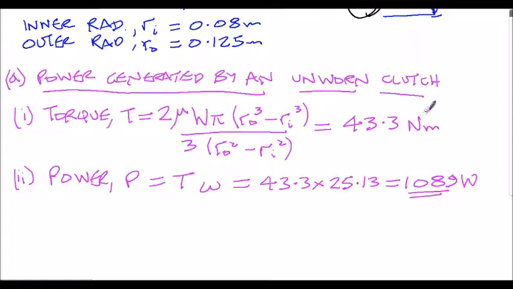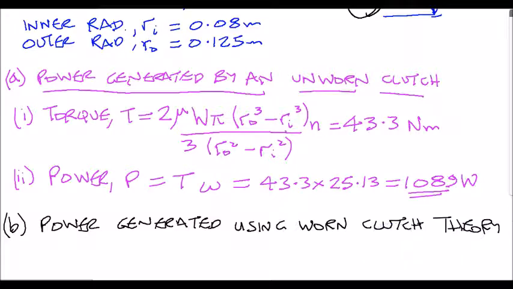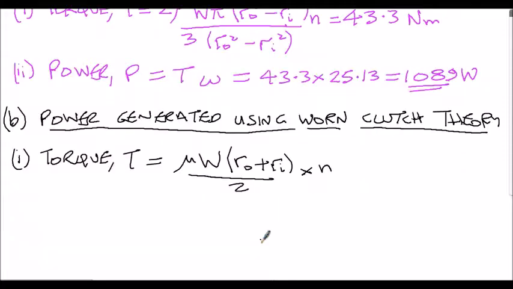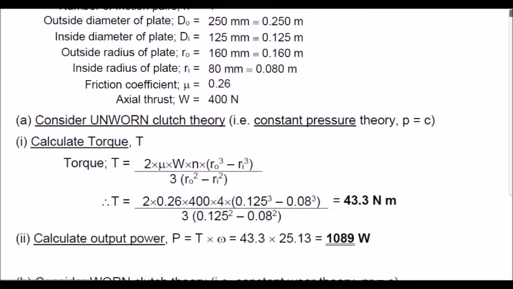And then part B, we do it all again basically, but now we're using the worn clutch theory. So again, go and work out the torque. If I could let you put the numbers in, I appreciate it. It takes me a long time to write it down here. So putting the numbers in, I get 42.64 newton meters. There's my actual worked solution.